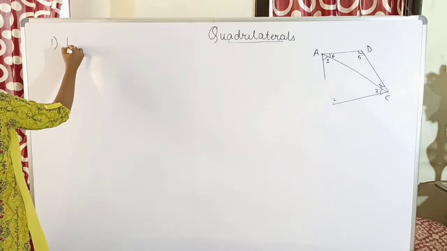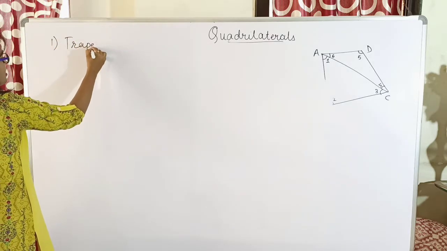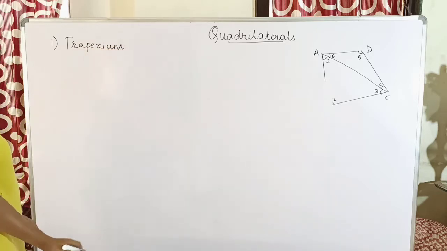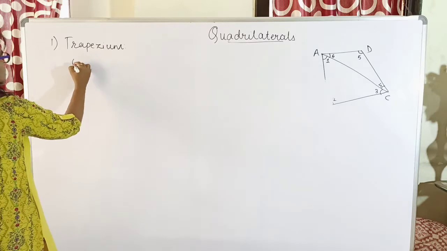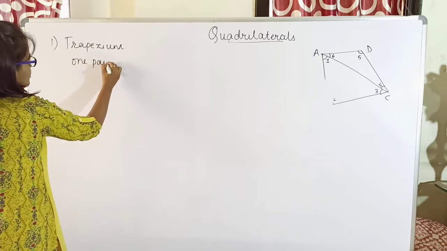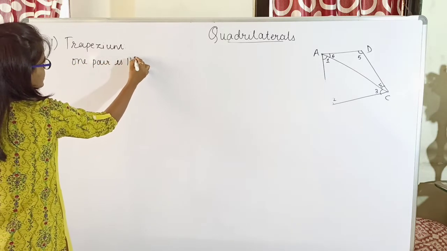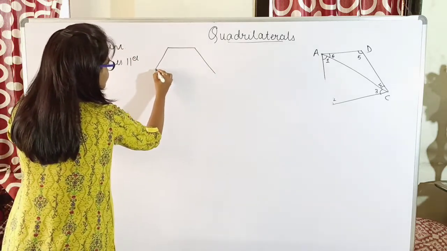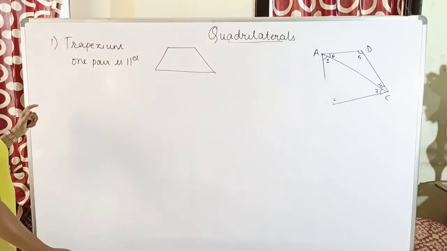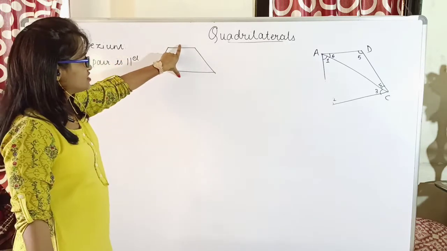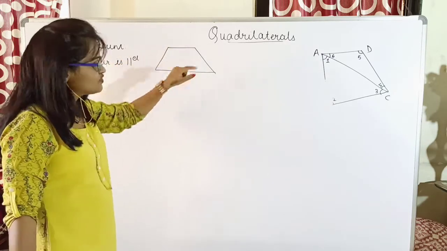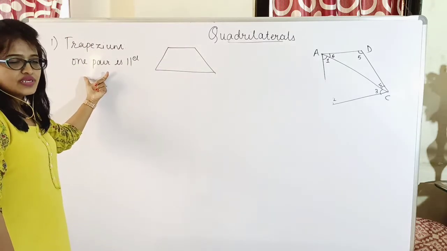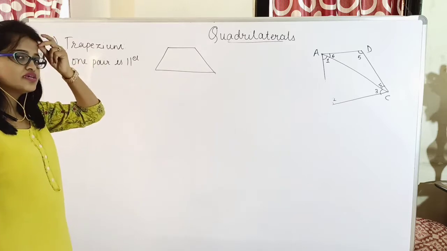Yes, the first one is trapezium, which says that if one pair of sides of a quadrilateral is parallel, then it is termed a trapezium. The figure for it would be like this. Now, one pair is parallel means definitely this is the pair which is parallel. Then what is the condition with respect to the other pair? I didn't write anything here, but is it necessary that there should be some condition?